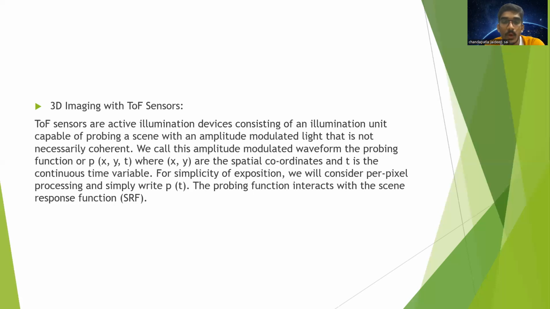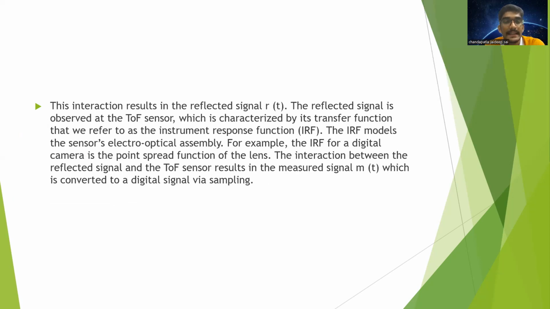We call this amplitude modulated waveform the probing function, or p(x, y, t). x, y are the spatial coordinates and t is the continuous time variable. For simplicity of exposition, we will consider per pixel processing and simply write p(t). The probing function interacts with the scene response function, which is called SRF in short. The interaction results in the reflected signal r(t). The reflected signal is observed at the TOF time of flight sensor.